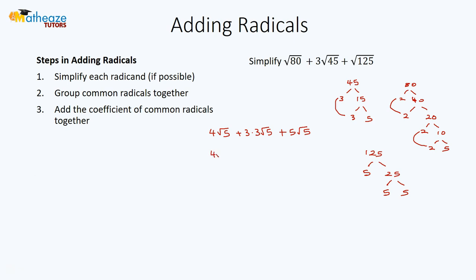So this is 4 square root of 5 plus 3 times 3 is 9 square root of 5 plus 5 square root of 5. So we have 4 plus 9, because we have the same radical here, we have common terms. So 4 plus 9 plus 5 square root of 5. This is going to give us 18 square root of 5.